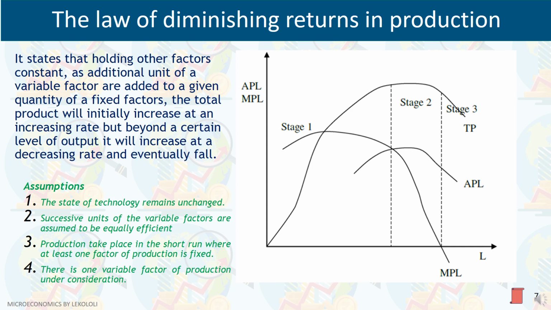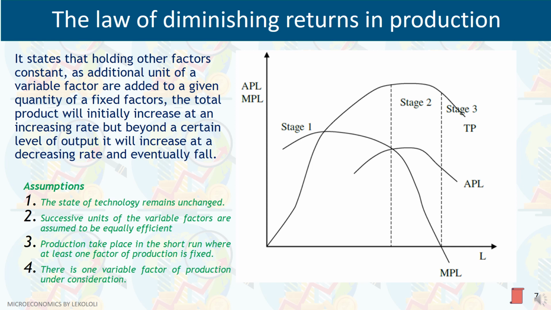As you can see, in this stage, all the curves, the total product, the marginal product, and the average product, are increasing, or they are on the increasing rate. This is a good sign. It means you are becoming more efficient in combining your resources. However, you should not produce in this region because you can still increase your profit by adding more variable inputs.